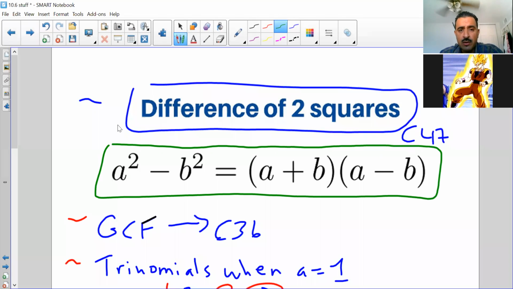So what we're going to do is dive right into our notes. I'm going to go over a few examples on difference of 2 squares. And then veteran students are going to give me a grade check and credit check.